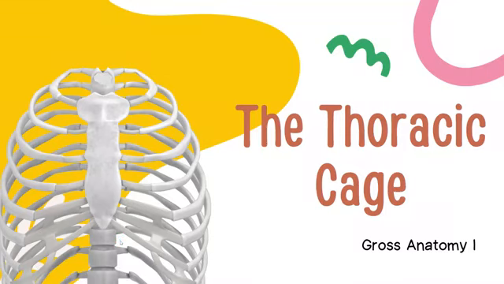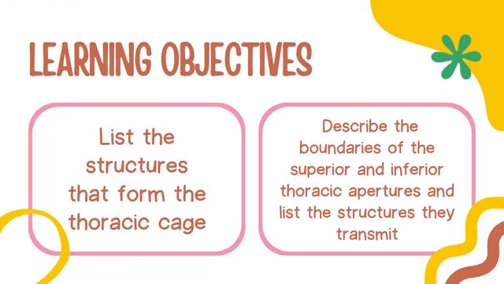In this video, we will be starting phase 2, which is going to be the thoracic cavity. And in this video, we will be discussing the thoracic cage. So our learning objectives for this video are to list the structures that form the thoracic cage and to describe the boundaries of the superior and inferior thoracic apertures and list the structures they transmit.